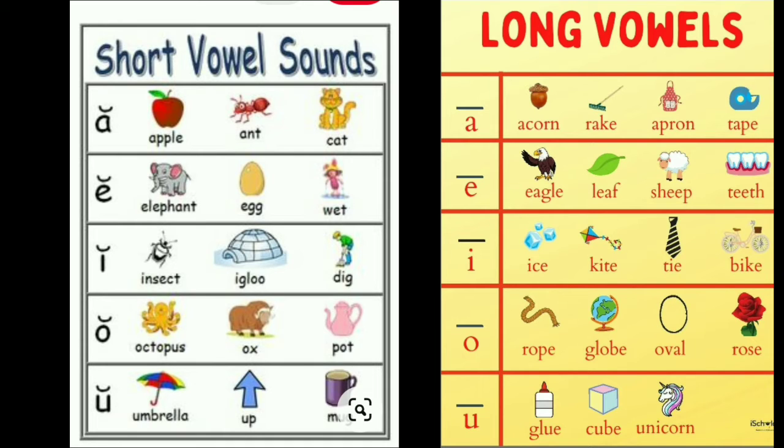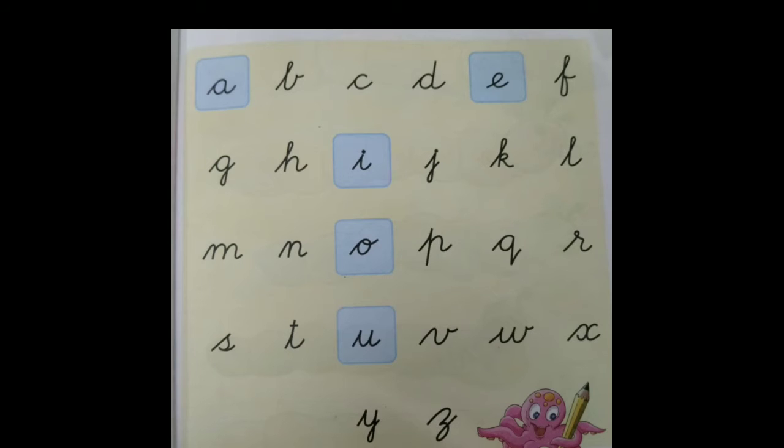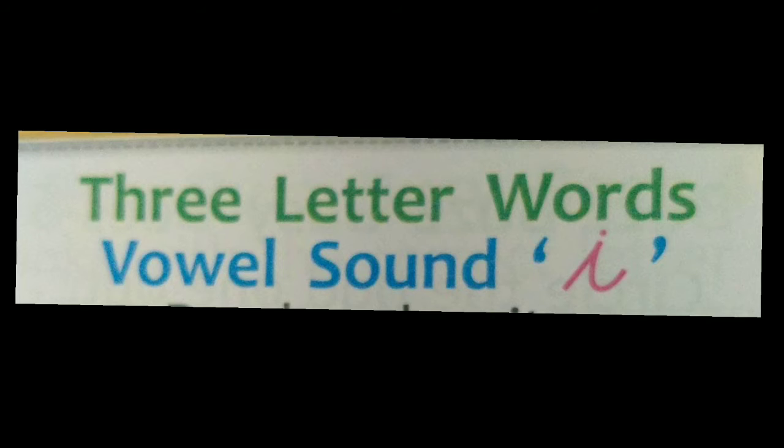If there is only one vowel in a word, it usually makes a short sound to make us read the word correctly. We have already learned the sounds A and E. A says A and E says E, with their rhyming words. Today we will learn the sound of I.